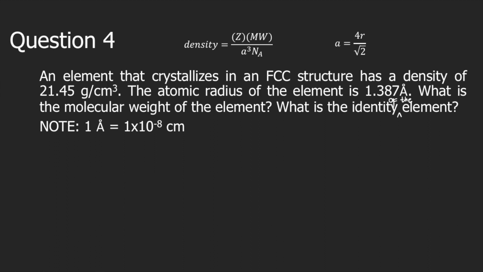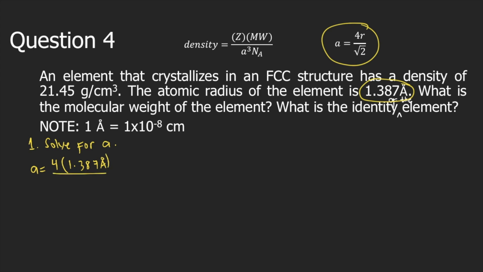This question also has 2 steps. The first step is to solve for the edge length. Solve for A using this formula. A is equal to 4 times the radius, 1.387 angstrom, divided by square root of 2. And if you solve this in your calculator, this is equal to 3.923 angstrom.